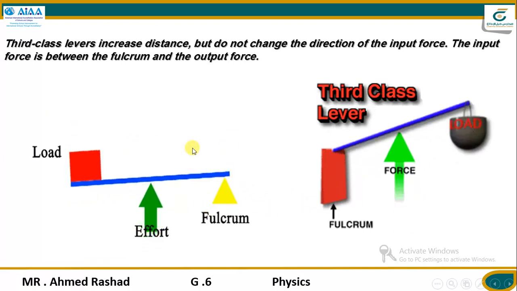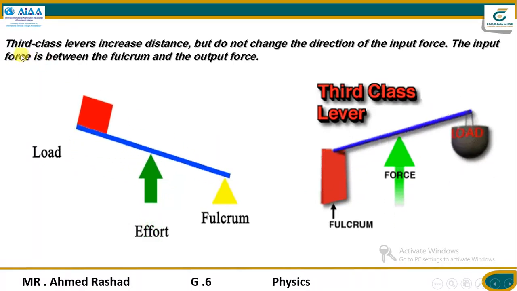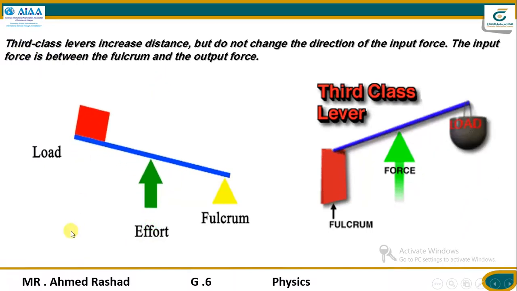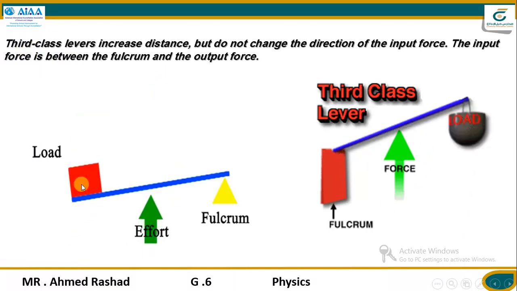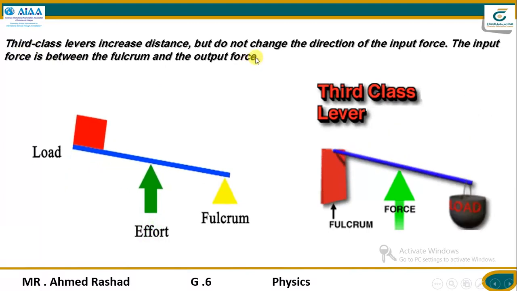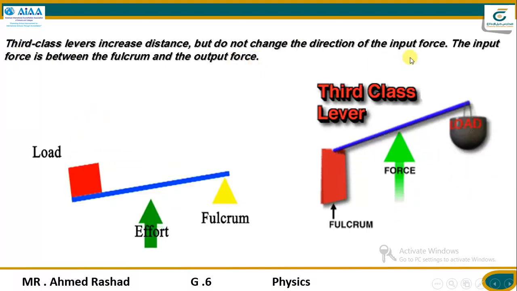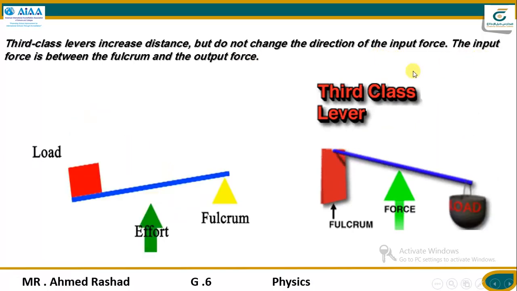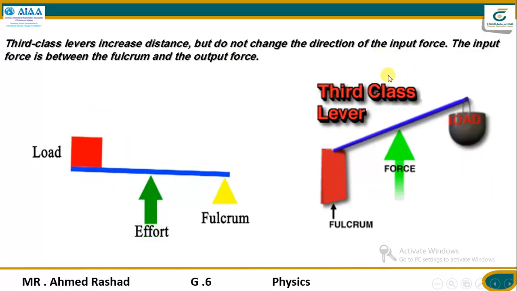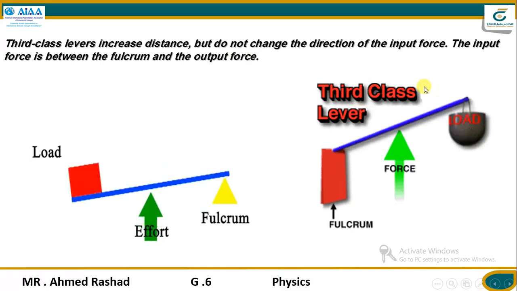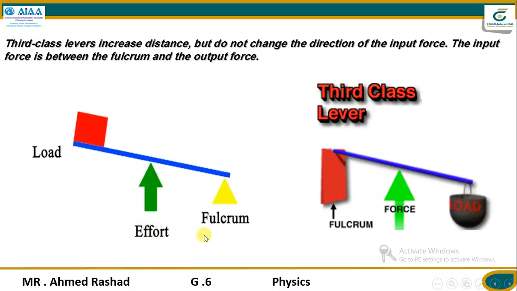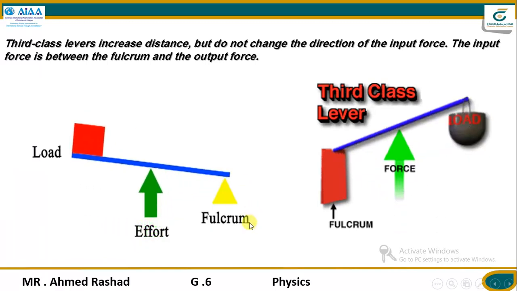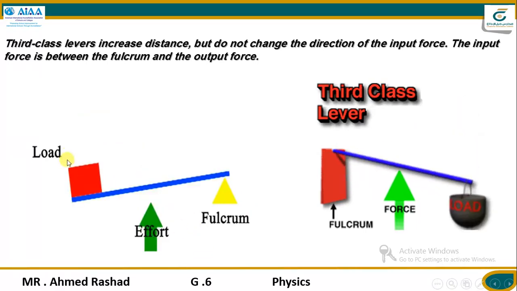So the third class of levers is the last of the three classes of levers, and it doesn't change the direction of the input but changes the direction of the output. So here the input force takes place in the middle between the fulcrum and the output force.